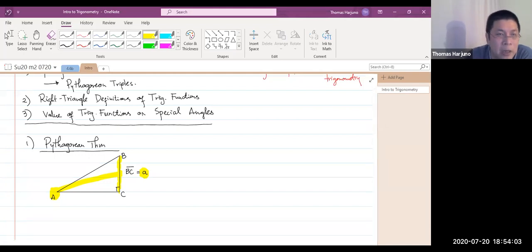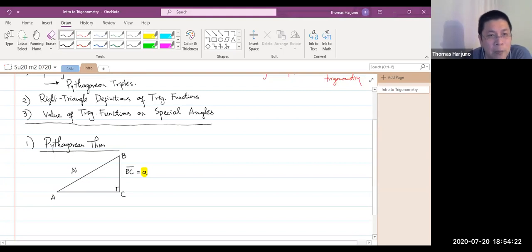So capital A refers to the vertex, lowercase a refers to the side opposite of that vertex. We use lowercase a especially if we want to say the length. Now this side here is side AB, also called c. This is side AC, also called lowercase b.